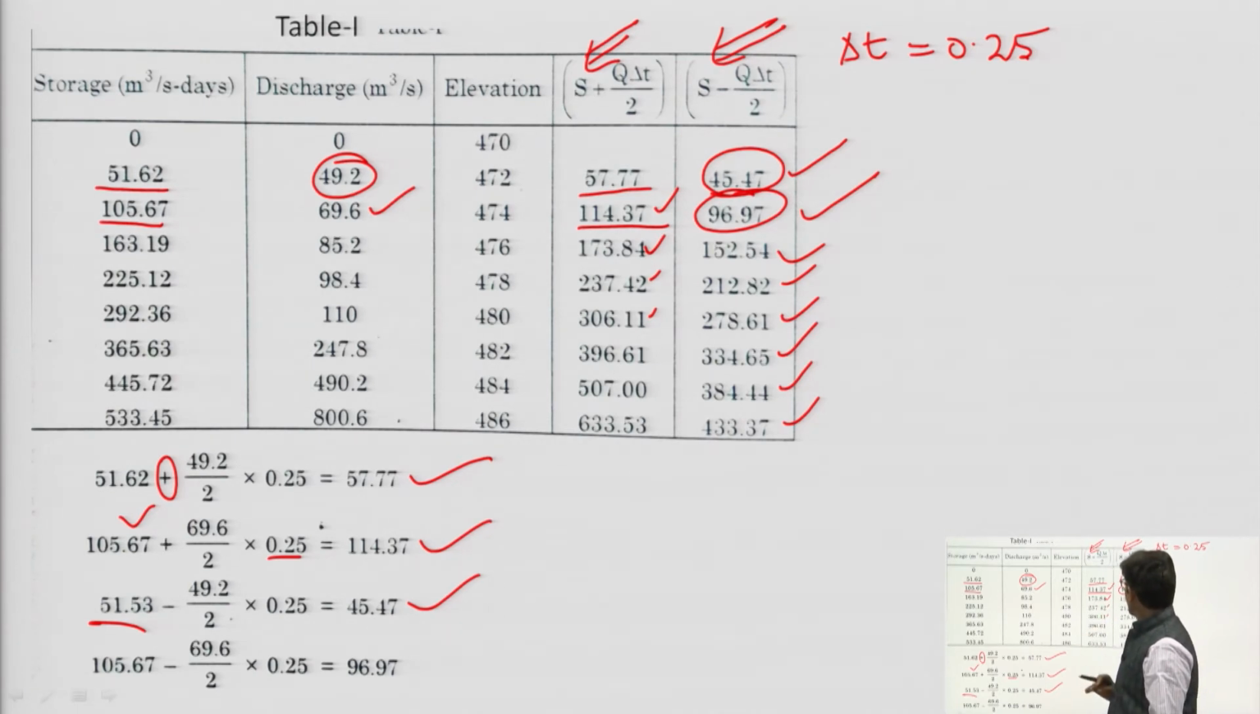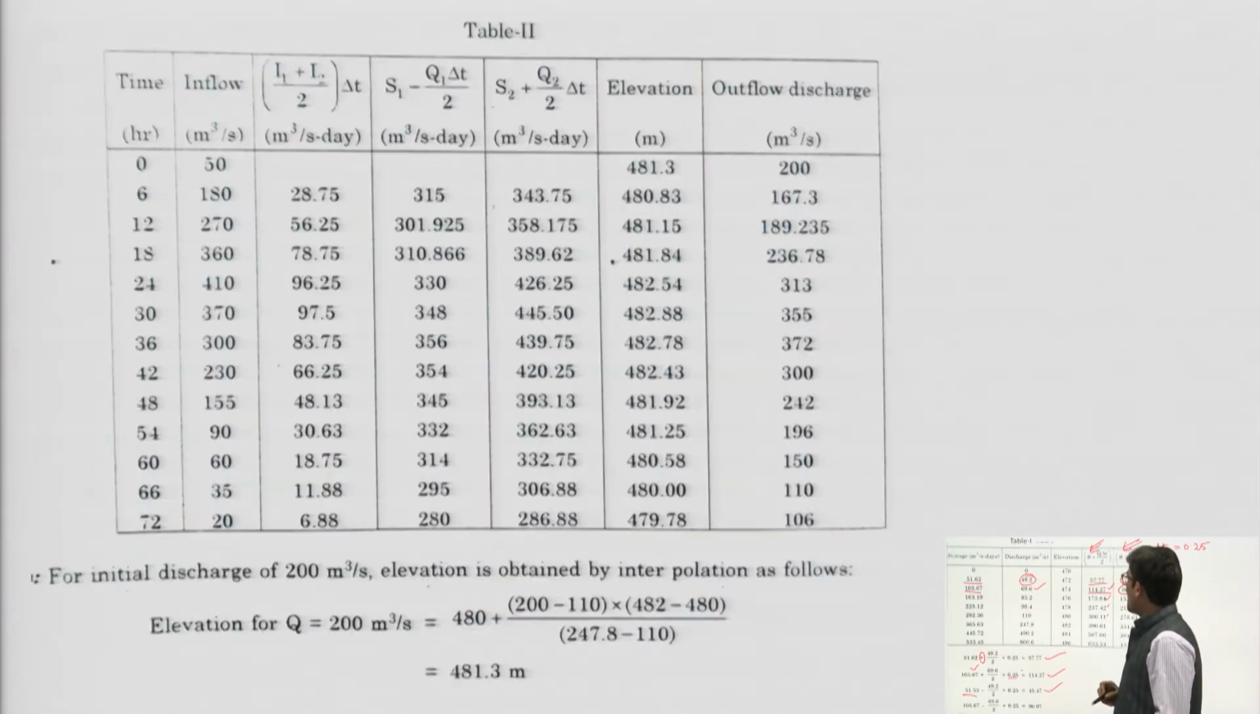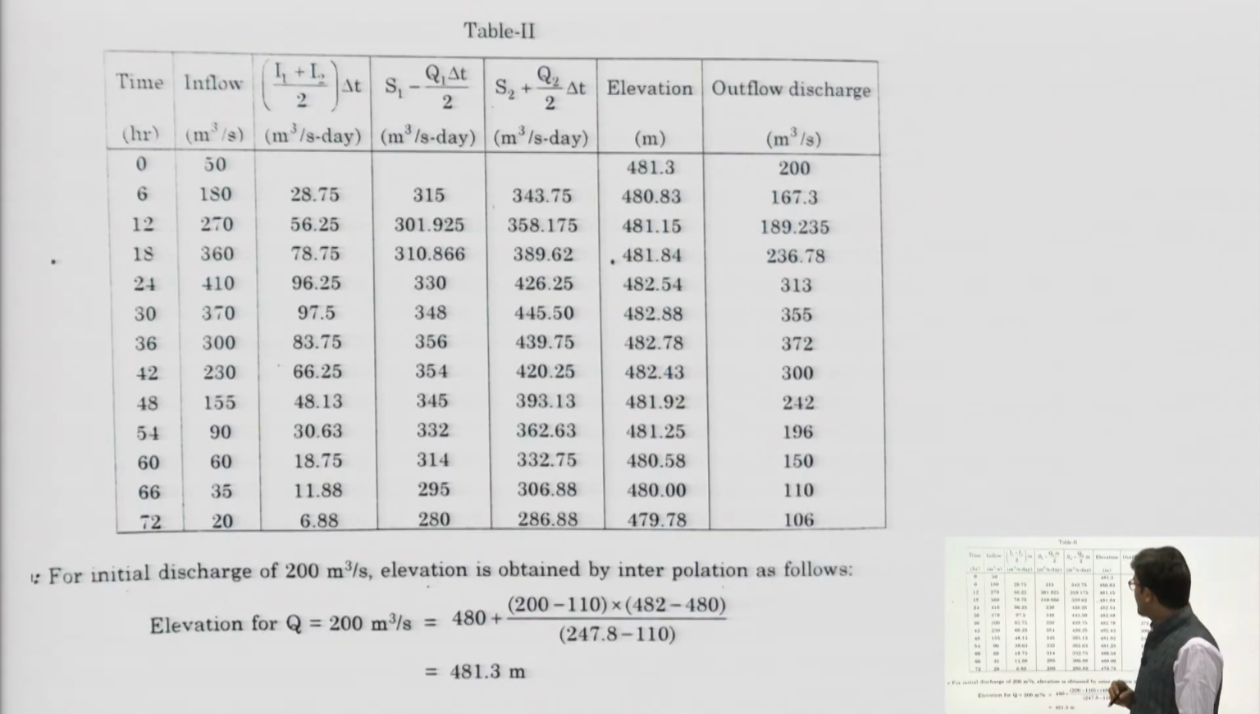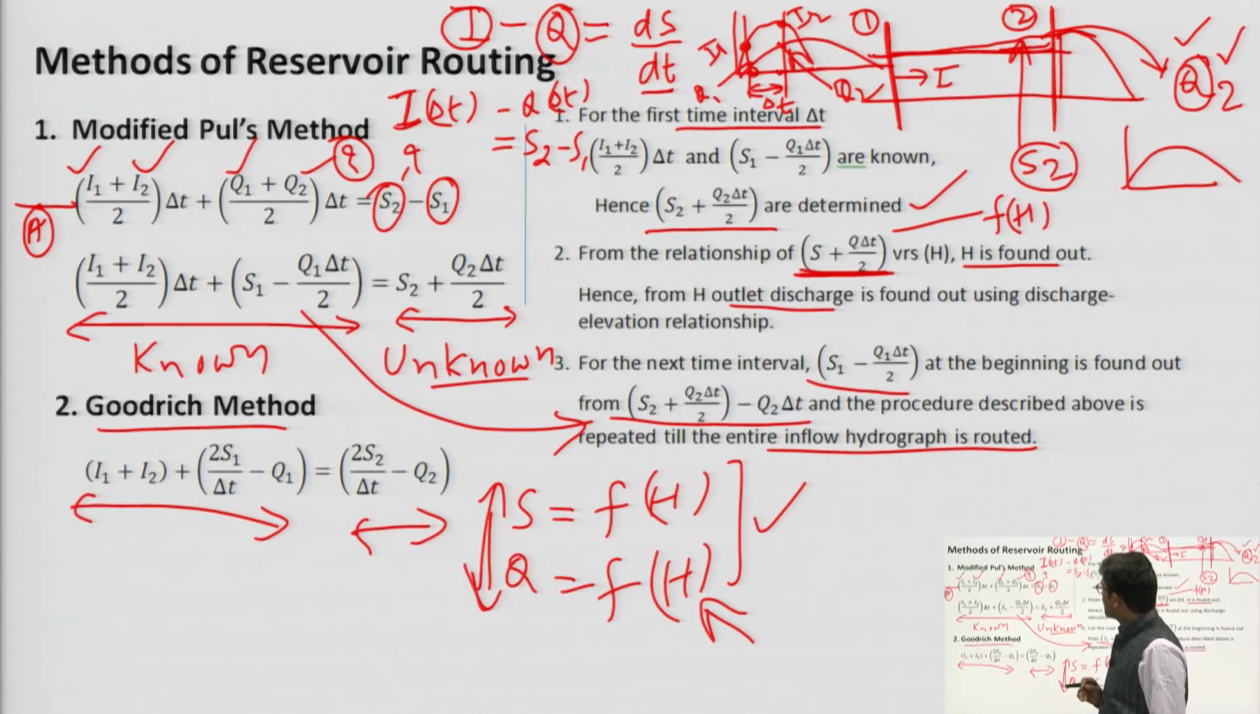So this is table 1. Actually, why has the table been prepared? The table has been prepared to get the elevation at known values of this quantity. So we will make another table, according to the procedure proposed by modified Puls.